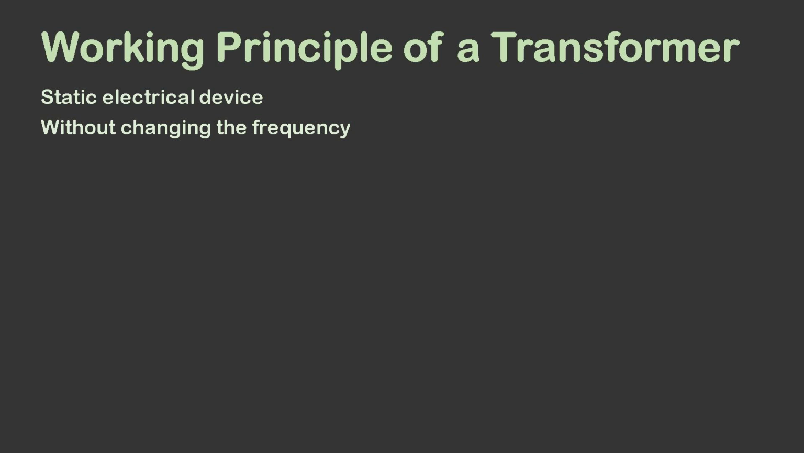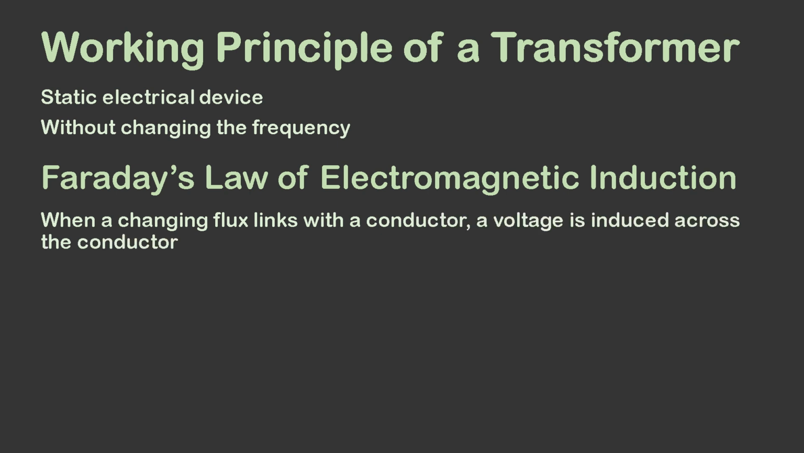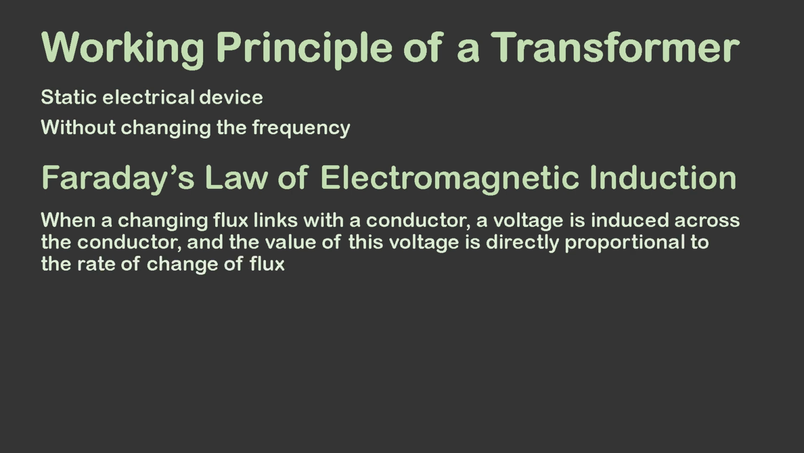Before entering into the actual topic of the working principle of a transformer, let us recall our knowledge of Faraday's law of electromagnetic induction, because this is the basic law on which the working principle of a transformer stands. This famous law states that when a changing flux links with a conductor, a voltage is induced across the conductor, and the value of this voltage is directly proportional to the rate of change of flux linkage with respect to time. That means V is proportional to dφ/dt. Now, we shall examine how from this basic law of induction, a transformer is developed.